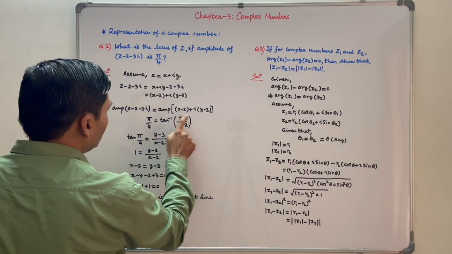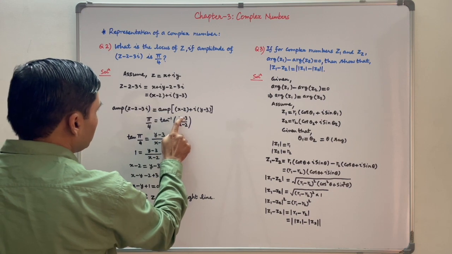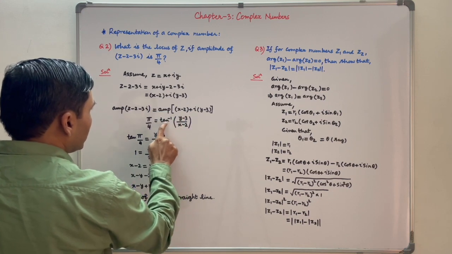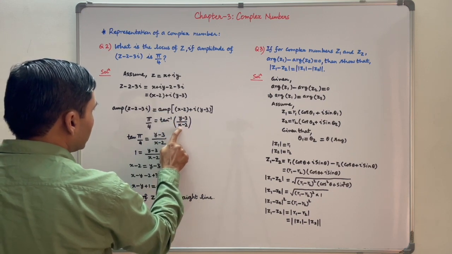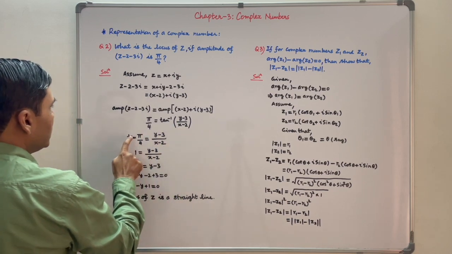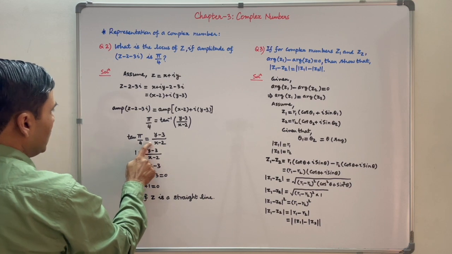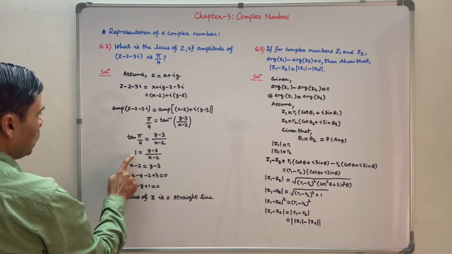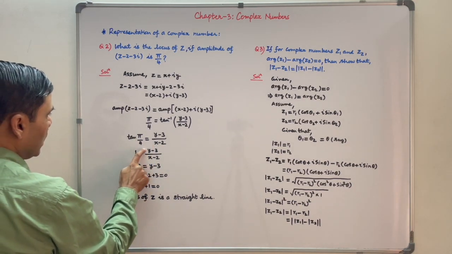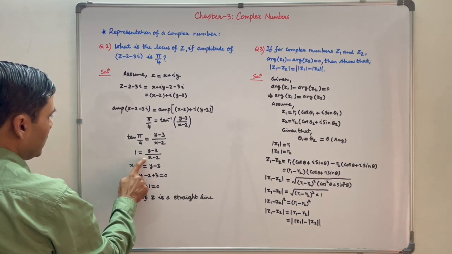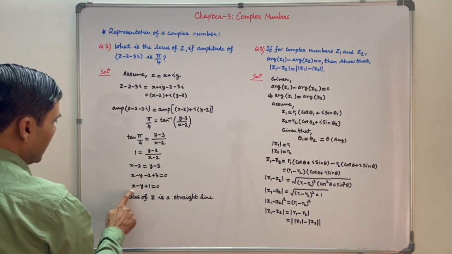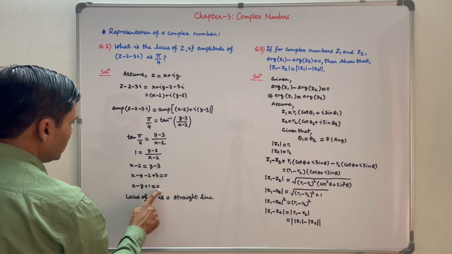Amplitude of this is equal to tan⁻¹ of imaginary part upon real part, or tan⁻¹((y - 3)/(x - 2)). So tan π/4 = (y - 3)/(x - 2). Value of tan π/4 is equal to 1. So 1 = (y - 3)/(x - 2). It can be simplified as x - y + 1 = 0.